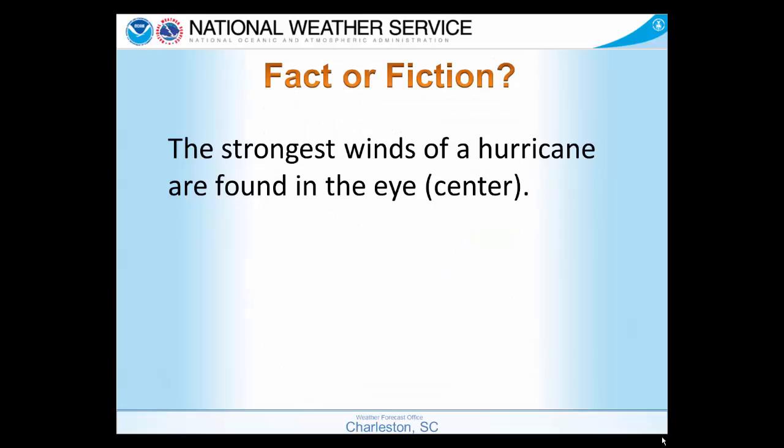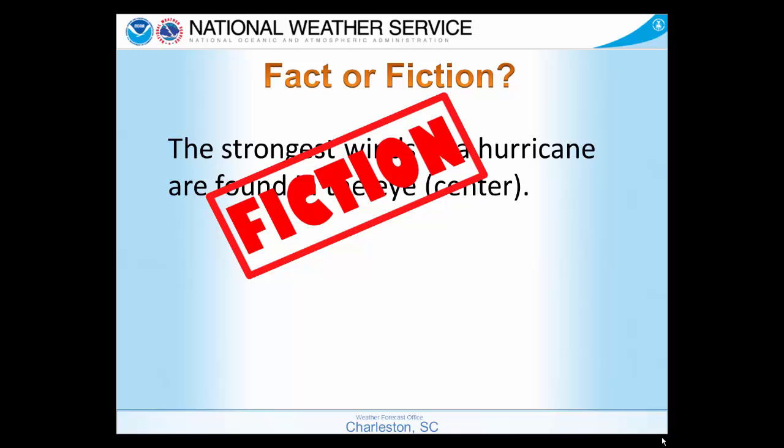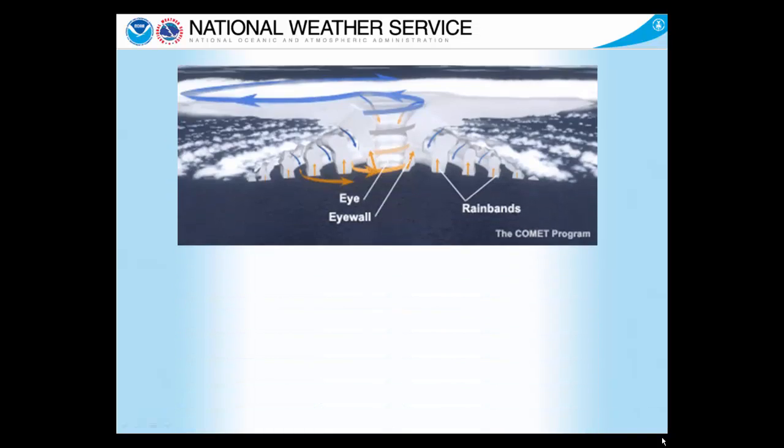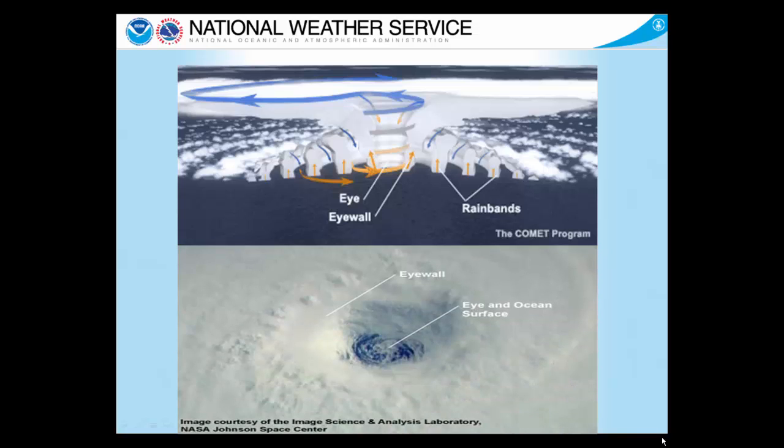Okay, next statement. Fact or fiction? The strongest winds of a hurricane are found in the eye. This is fiction. In fact, there are often very light winds in the eye, which is the center of the hurricane. The strongest winds are actually found in the eye wall, which are the thunderstorms that are just outside of the eye. There can also be strong winds in the rain bands that extend outward from the center towards the edge of the storm. The satellite image on the bottom shows a hurricane from the top down.